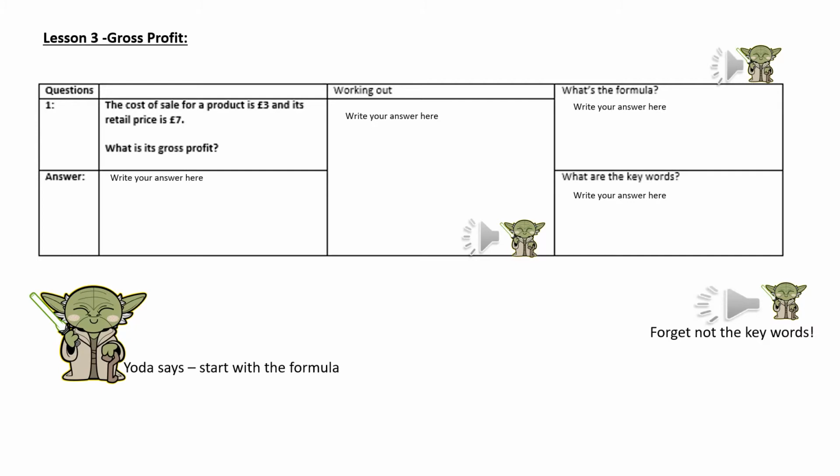Don't forget the all-important keywords. The keywords for this particular one now are gross profit. They also are turnover and cost of sales. Whilst I know we've covered them in the last few lessons, the more you keep remembering those words, the more you keep writing them down. It's actually a type of revision. So write them in that box there, please.